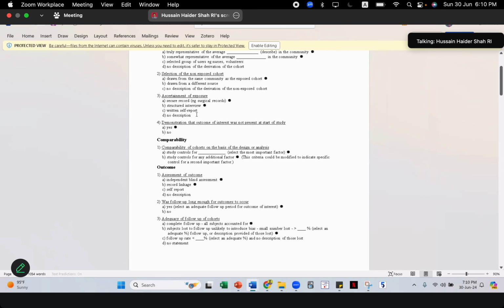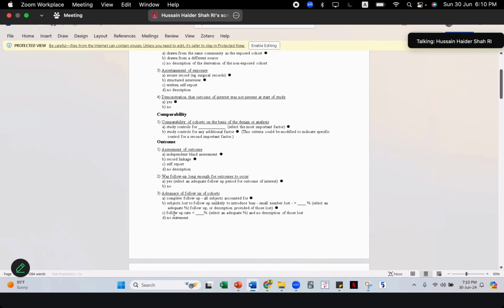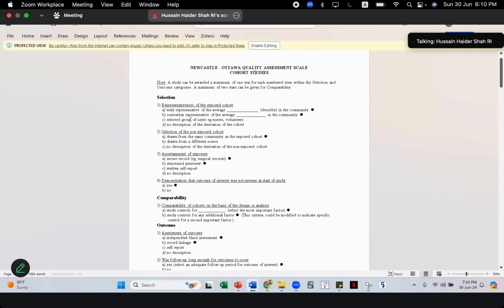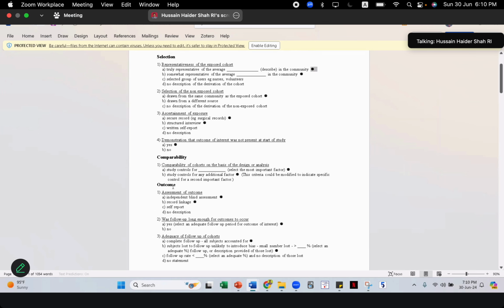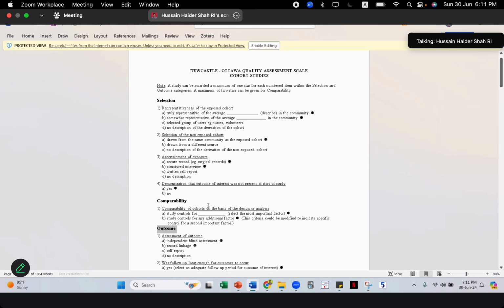Now, it has a set of 10 questions. I have made an explanation of these questions and how you answer them. If your article answers a question as the scale has mentioned, you give it a star. There can only be a total of 10 stars, I believe. 1, 2, 3, 4, 5. These are the 4 questions. Again, this is another question, the comparability. They come under an umbrella term. There are 3 headings. We assess the selection, we assess the comparability, and we assess the outcome.